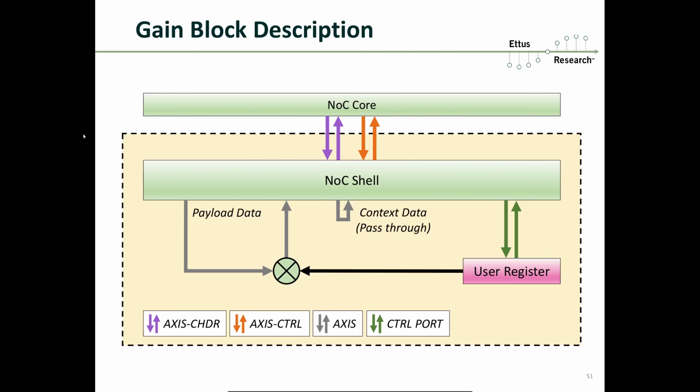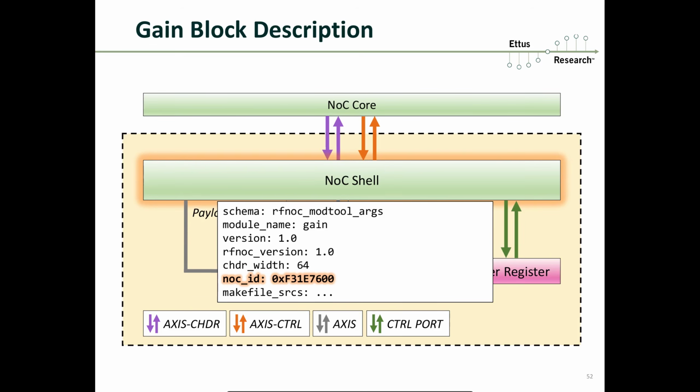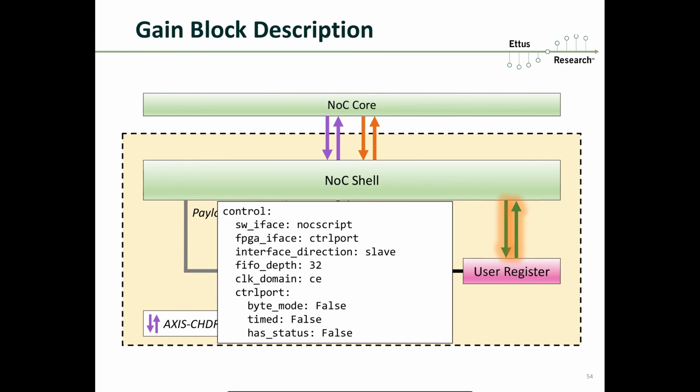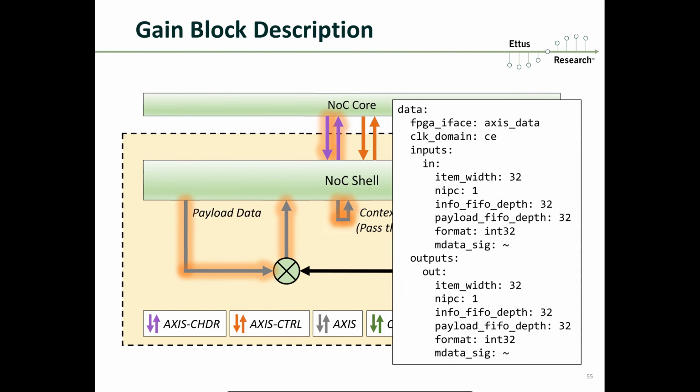And just to show you with our block diagram, how do values within the YAML file correspond with what's in our block, via this block diagram here. The NoC ID is defined in NoC shell, as you'll see if you go into it. There are the clocks that normally aren't on the block diagram, but they're coming in from NoC core. Here, we have our control interface coming out of NoC shell, and then we have our payload and context interfaces here.